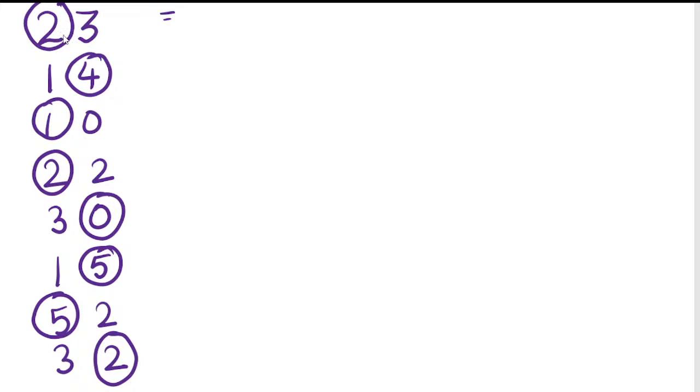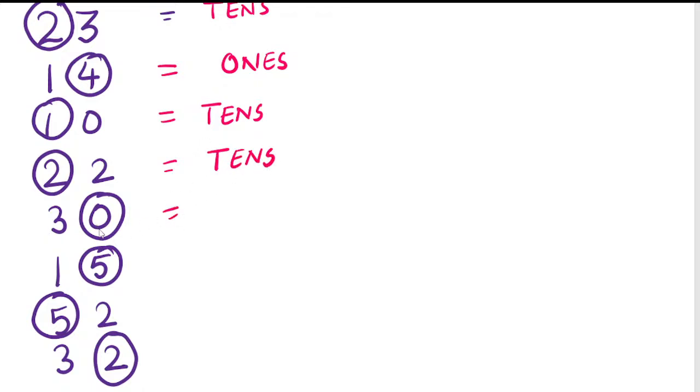So 2 is at my left hand side, so it's a tens place digit. And 4 is at my right hand side, so it's a ones place. 1 is again at my left hand side, so at the left hand side we always have tens place. 2 again is at my left hand side, and I know very well that at my left hand side I have tens place, right?